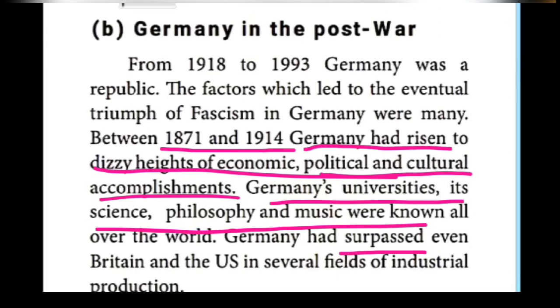This much only is given in this paragraph, children. From 1918 to 1933, Germany was a republic, like they are telling. Yes, so many causes were there. What were the causes for fascism emerging in Germany?